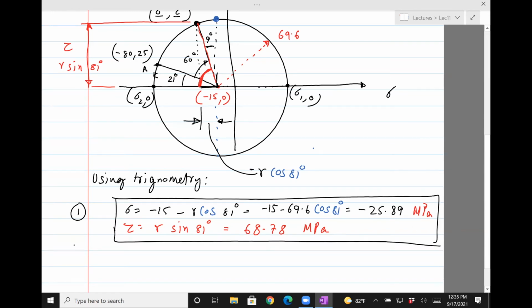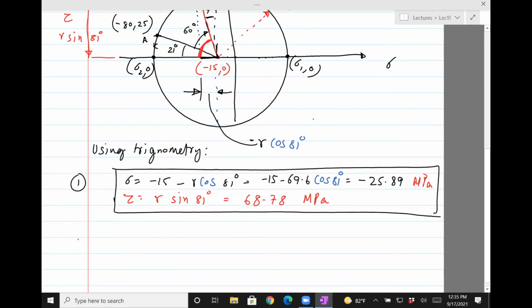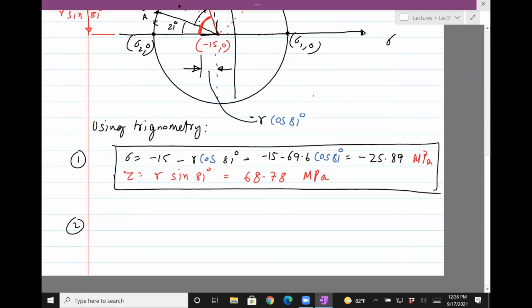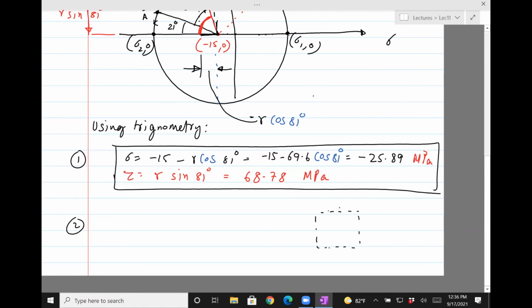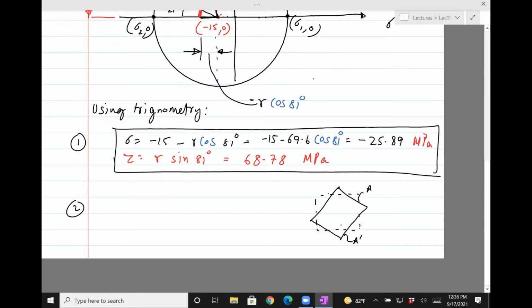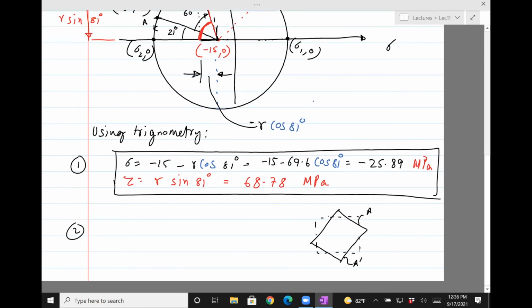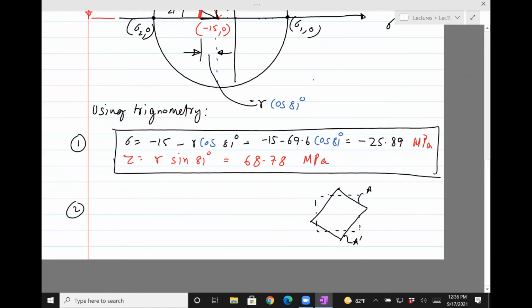And then the second part, we need to rotate the element by 30 degrees. So let's say that this is our original figure, original cube. We rotate by 30 degrees clockwise. So this was A, this is a new A, so let's call it A prime. And we need to show the stresses, which I found right now on this figure. So what we have to show is the normal and the shear stress.